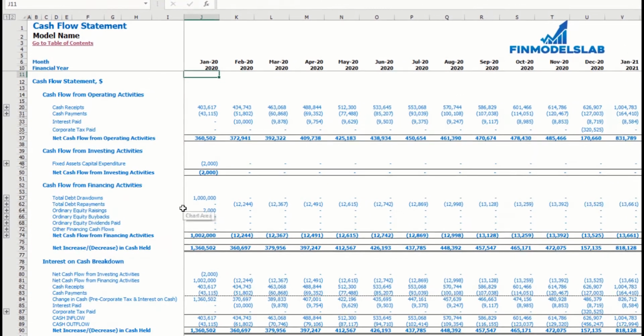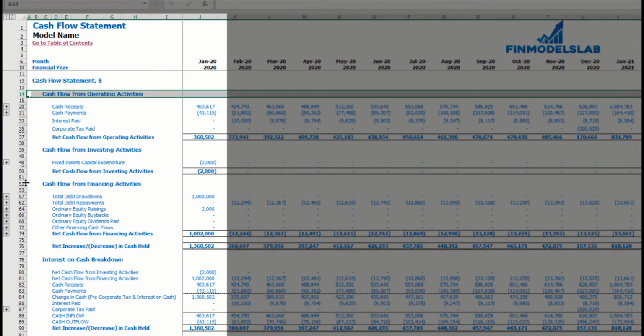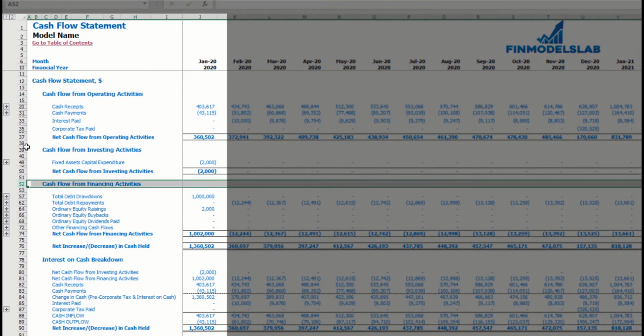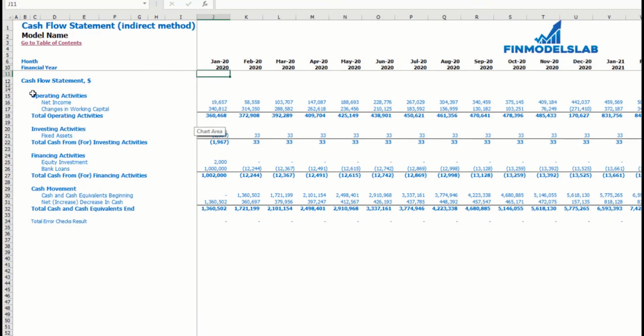On the cash flow tab, you may see the cash flow broken down by operating activities, financing activities, and investing activities. Cash flow Indirect shows you the same operating activities, investing activities, and financing activities, but in more collapsed form, so it's easier to see the values by months and easier to read the numbers.